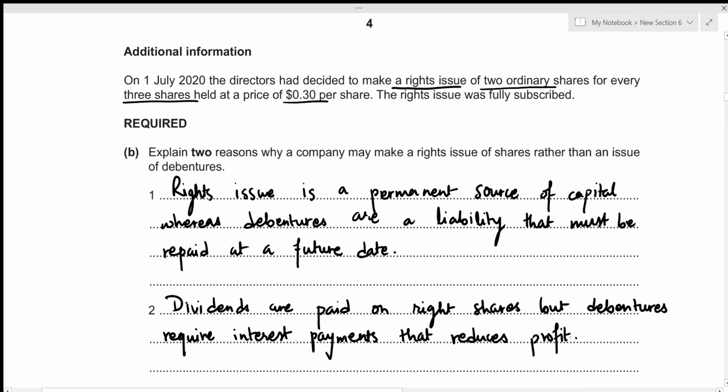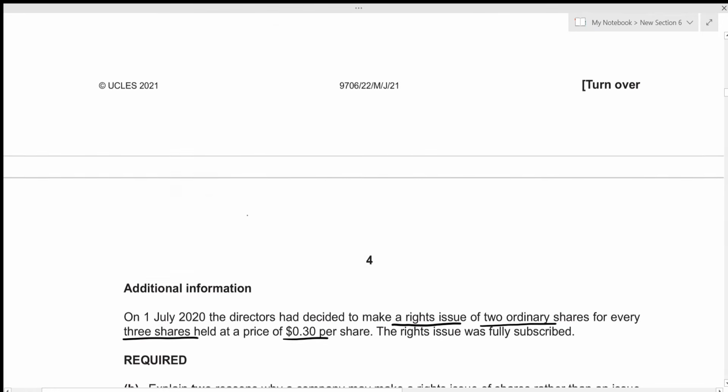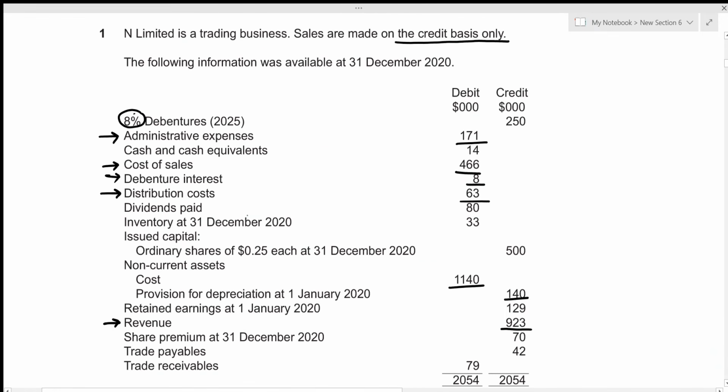Alright, this completes the second part. Let's move on to the third one. We need to calculate the amount raised by the rights issue. Alright, first let's have a look at the given information. We have the total issued capital amounting to 500,000 of 0.25 each. So the nominal value is 0.25. Let's write that down.